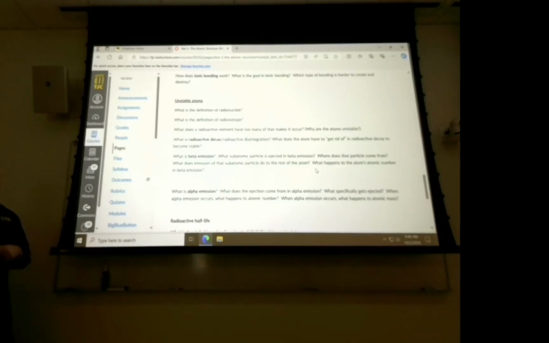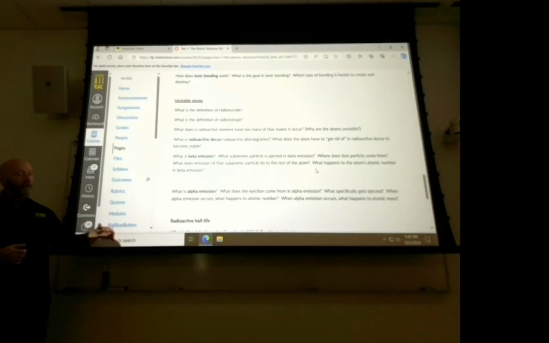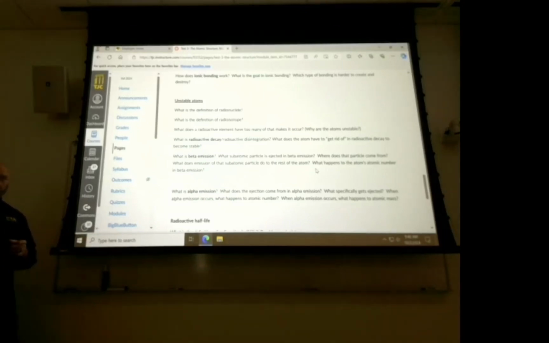Proton. So our atomic number goes up. And then if we undergo alpha emission, it kicks a helium nucleus out, which is 2 protons and 2 neutrons. So our atomic mass and our atomic number both go down pretty dramatically, right?